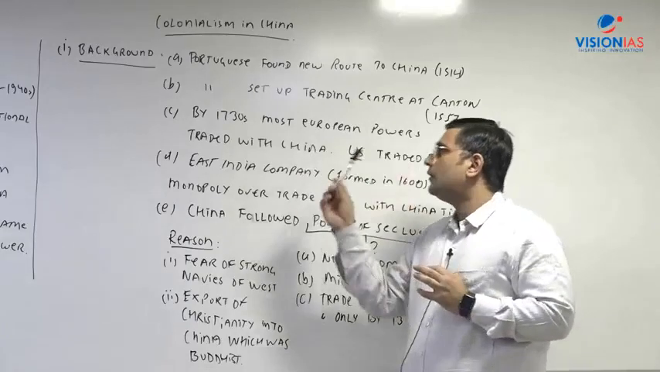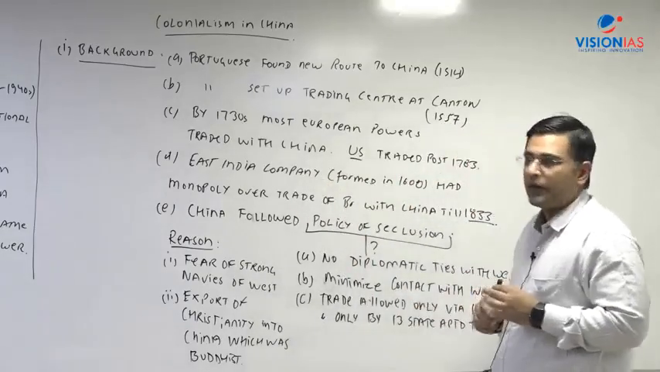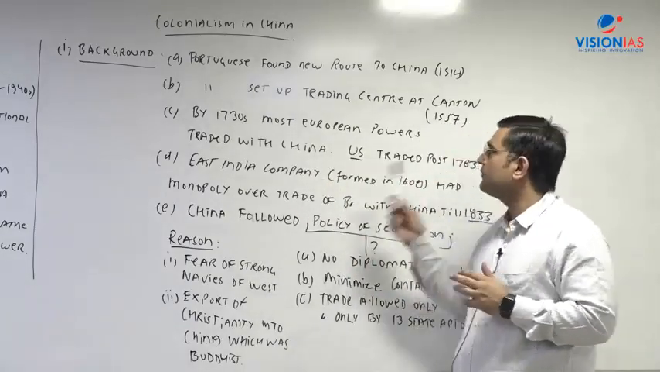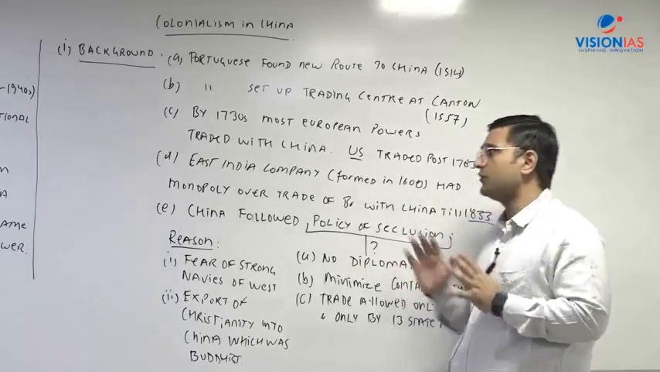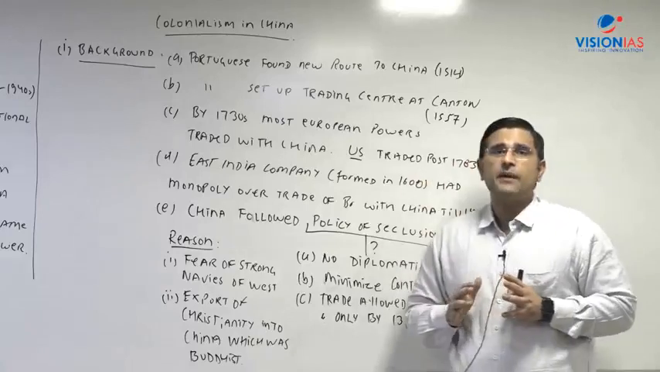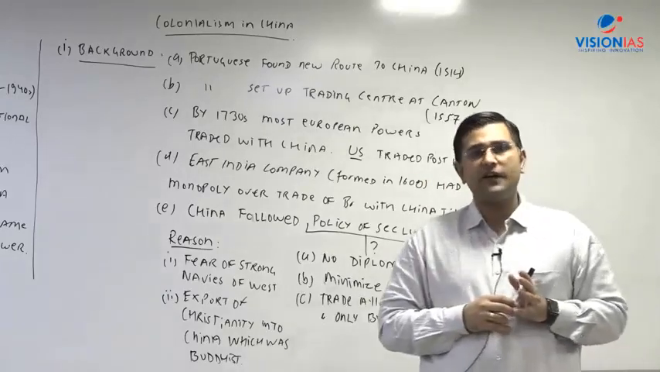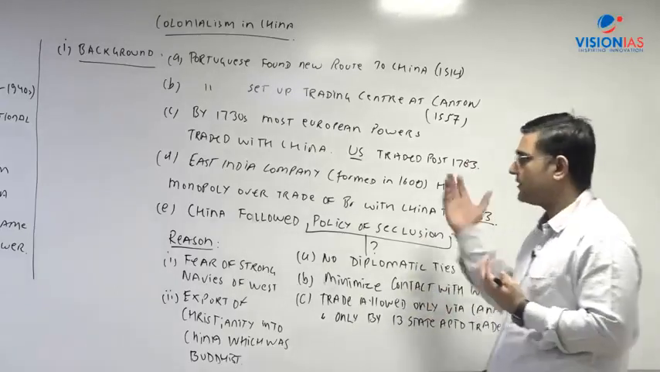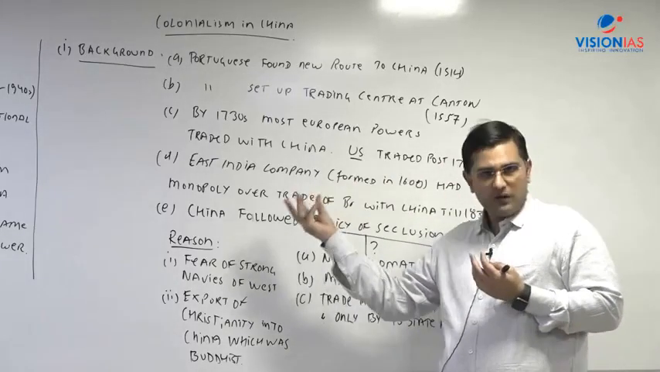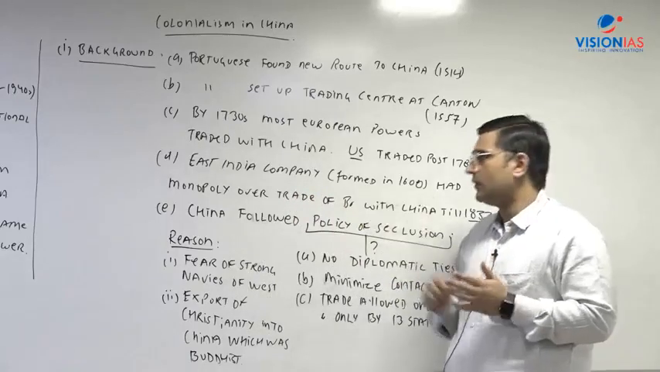Now, coming to the third point, by the time of 1713, most of the European powers were trading with China. Trade relations had been established by most of the European powers. The United States of America, after the Second Treaty of Paris of 1783, when they became independent, also independently established trading relations with China. This is a brief background, a mix of modern Indian history and world history.